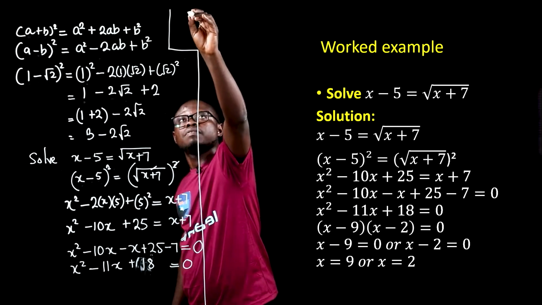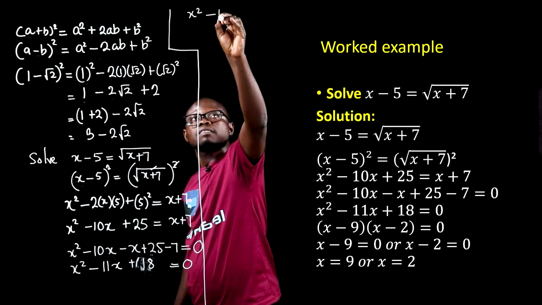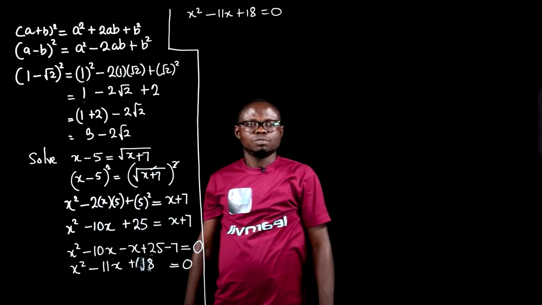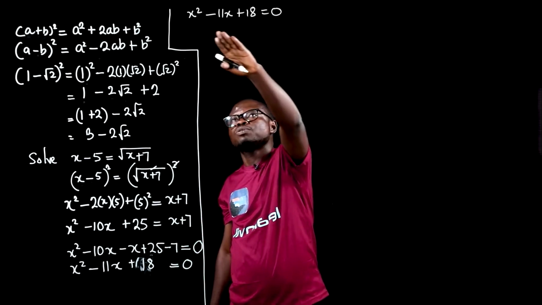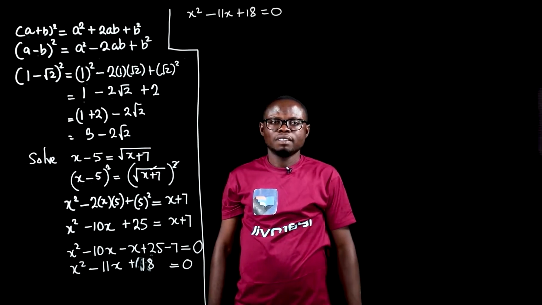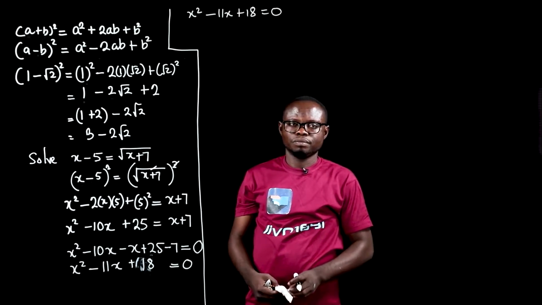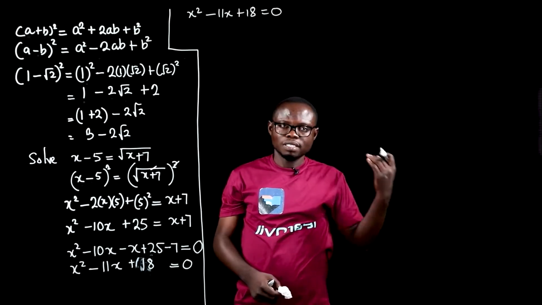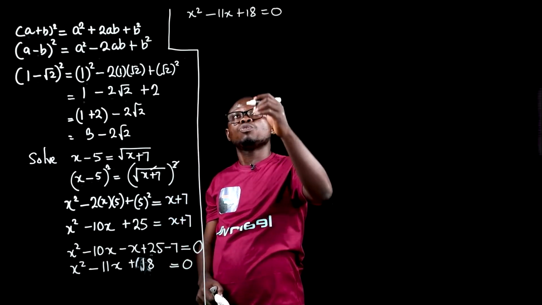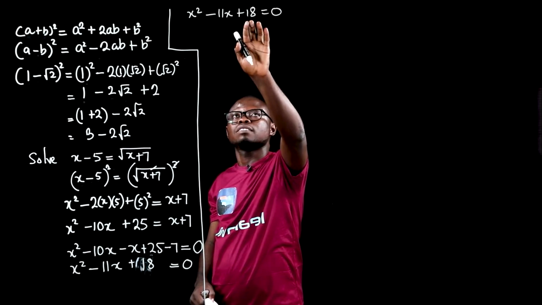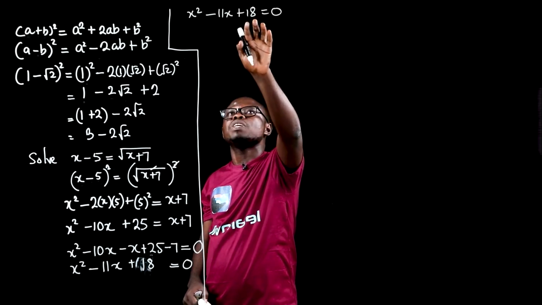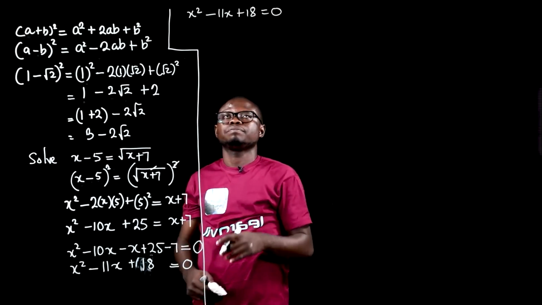Now we have x squared minus 11x plus 18 is equal to 0 to solve. There are so many ways to solve this resulting quadratic equation, but one of the ways is by factorization, which will be extensively taught in subsequent topics. But for now, we're going to look for 2 factors of 18, which when we multiply, we should obviously get 18, and when we add, we should get negative 11.